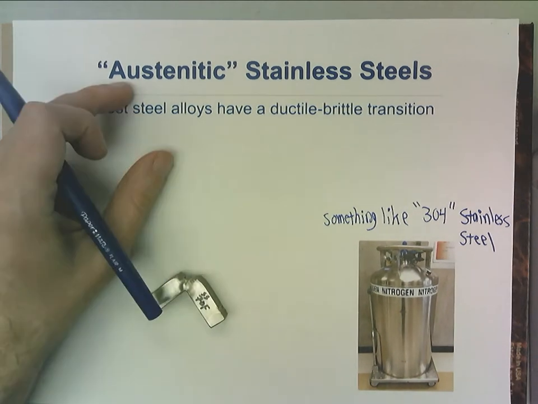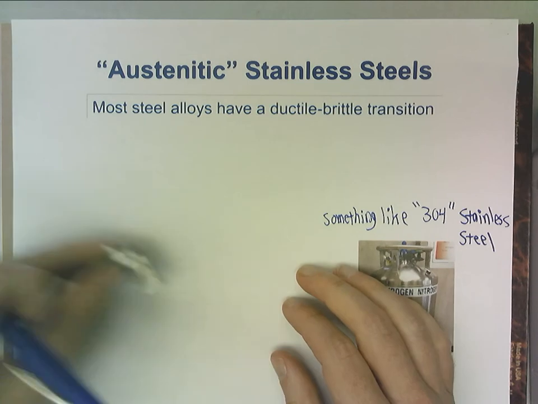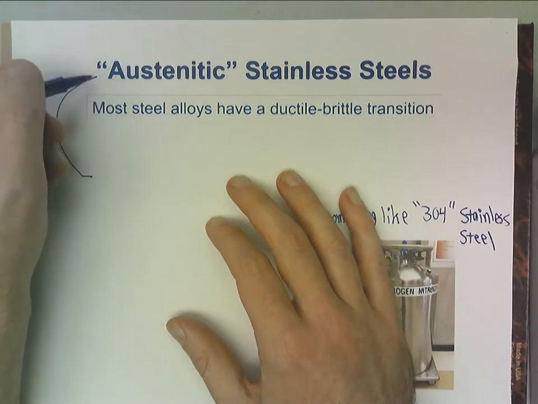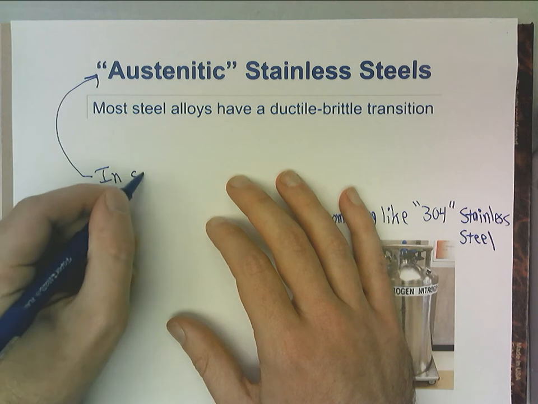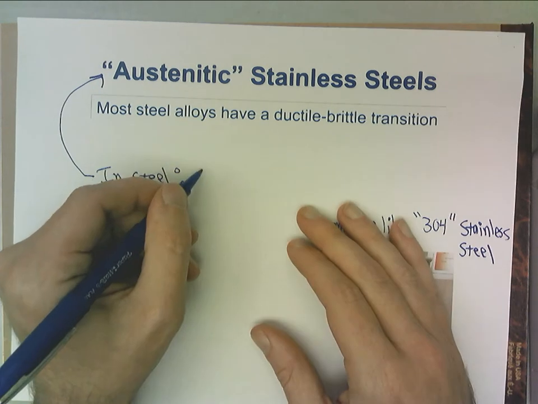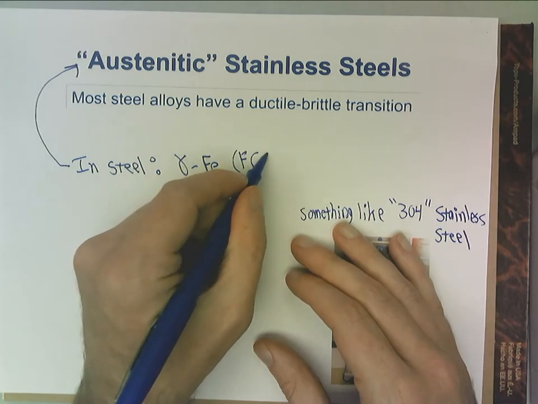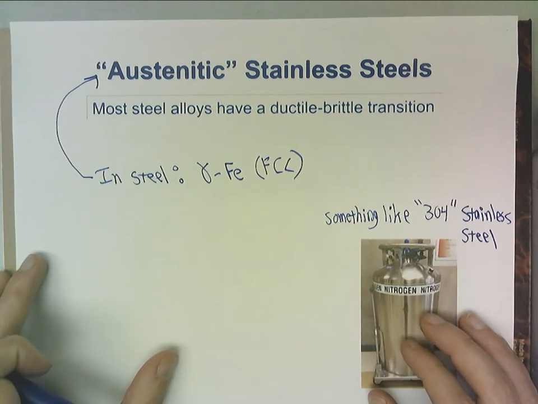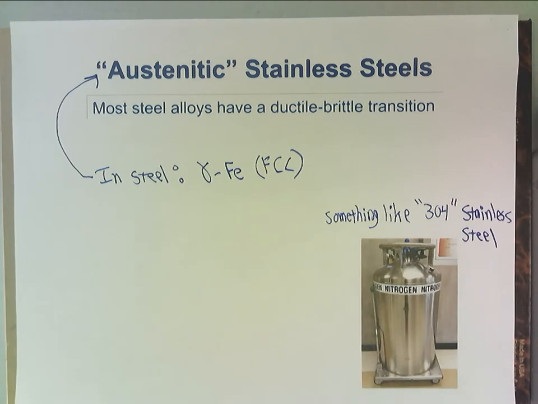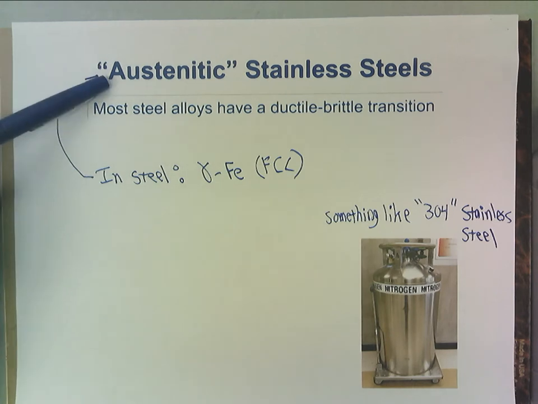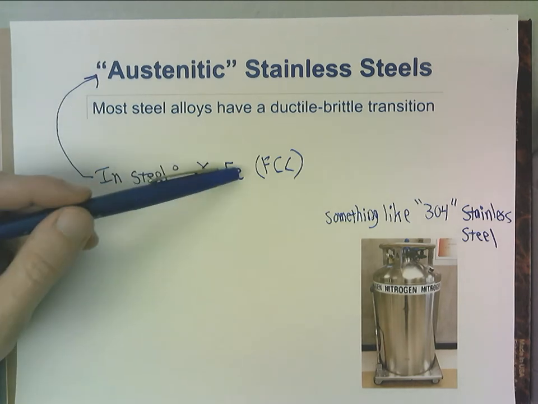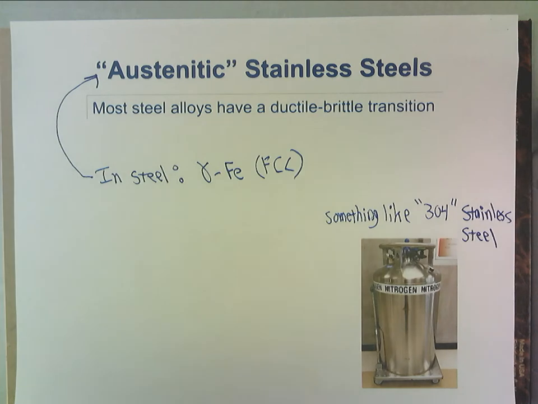So we call these austenitic because this is a root word that in steel means gamma iron or face-centered cubic. We're going to try and fit in steel metallurgy and heat treating by the end of class this semester. We'll see if we get there. And we'll learn that there are special names for our different conditions in steel. So face-centered cubic gets named austenite. Body-centered cubic gets named ferrite.